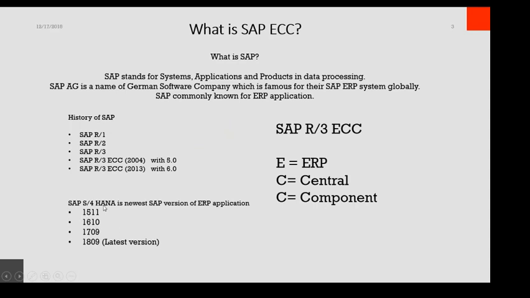Right now we have SAP S4 HANA, which is the latest version, which is not called ECC anymore. Many companies are still using ECC, and newer companies that are implementing SAP or upgrading are moving to SAP S4 HANA, and in S4 HANA you will find different versions as well: 1511, 1610, 1709, 1809. So SAP ECC is the name of the SAP ERP application, and it's basically SAP R3 ECC 5.0.